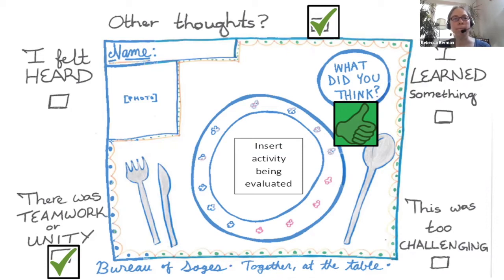So she switched it up and she picked this format, which is called Together at the Table Placemat format. And instead of evaluating the whole retreat, we evaluated each of the activities during the retreat. So this was on a laminated placemat with Velcro on it. And we would insert the name of the activity on the plate and then use Velcro check marks to answer each of those questions: I felt heard, there was teamwork, I learned something. If there was nothing in the box, that meant no or maybe, or I don't know. And then ask them if they had any other thoughts and wrote down what they had to say.